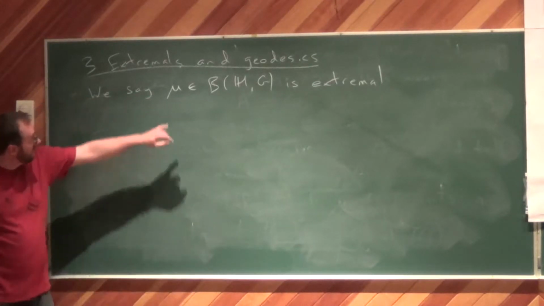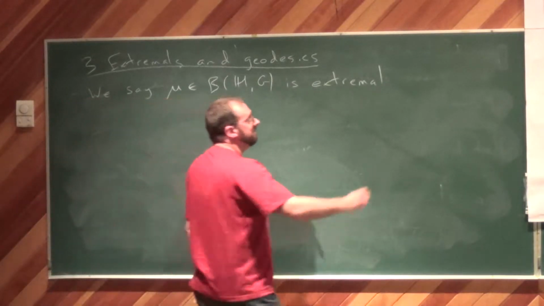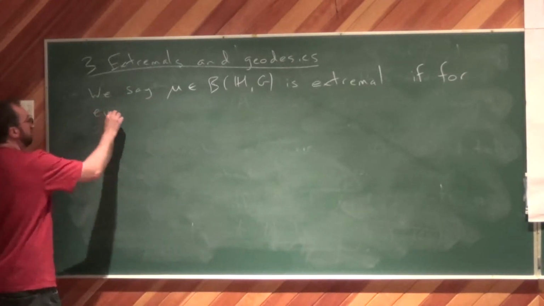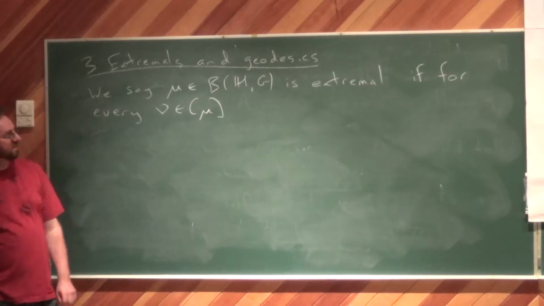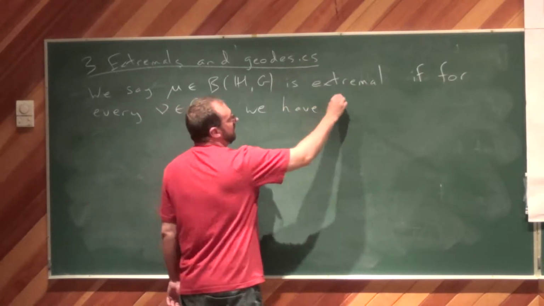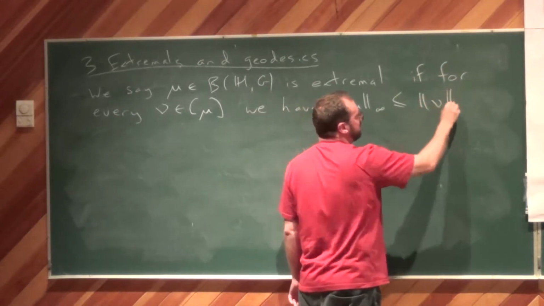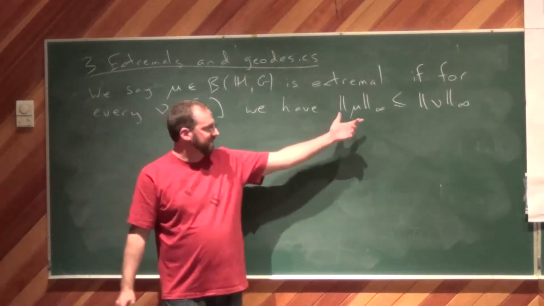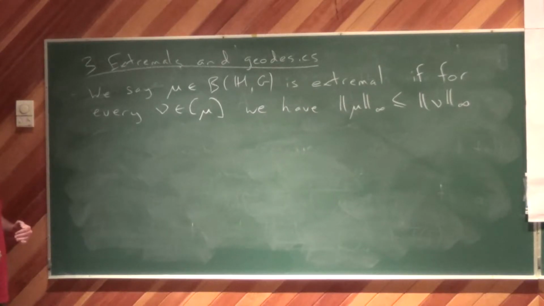If we've got a mu, which is a Beltrami differential, then we call it extremal if for every nu in our Teichmüller equivalence class of mu, we have that its sup norm is bigger than the sup norm of mu. So mu realizes the smallest distortion that we have in our Teichmüller class.